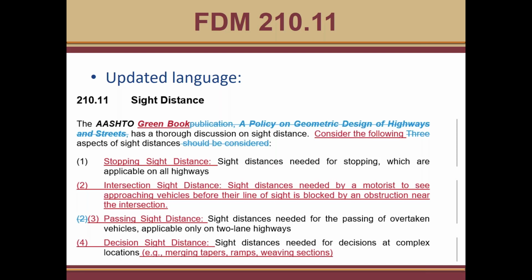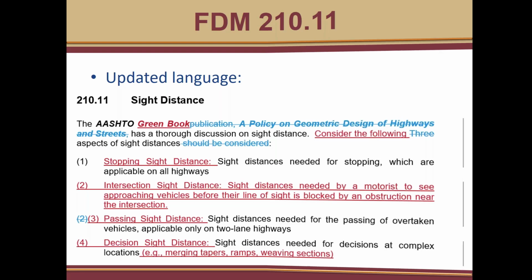That new definition says that it's the sight distance needed by a motorist to see approaching vehicles before their line of sight is blocked by an obstruction near the intersection. Also, we added a couple of examples of complex locations to item number 4. Hopefully these changes just clarify what we mean.